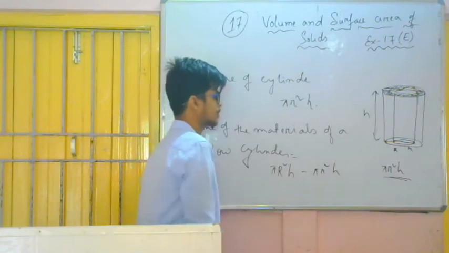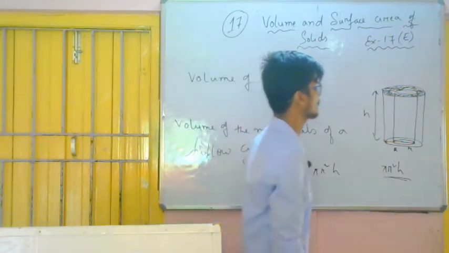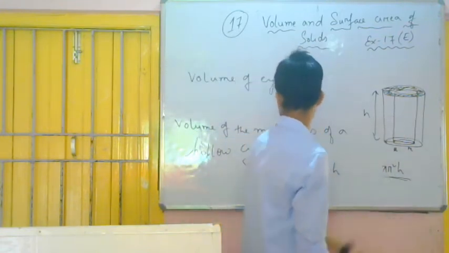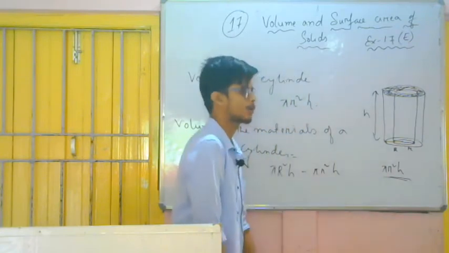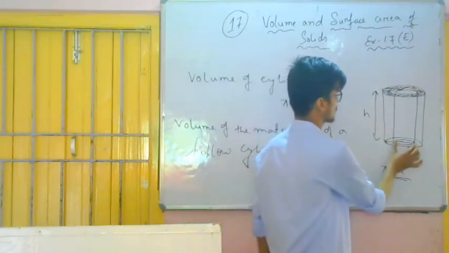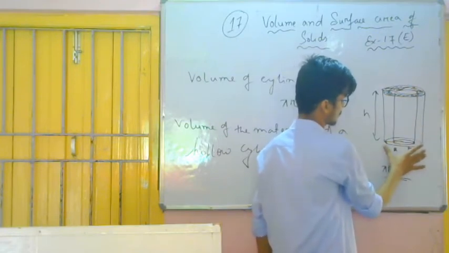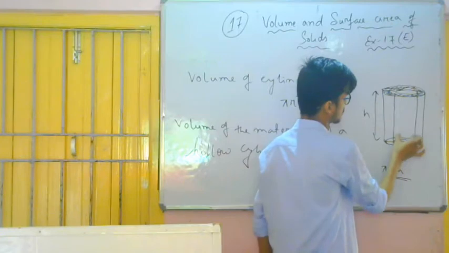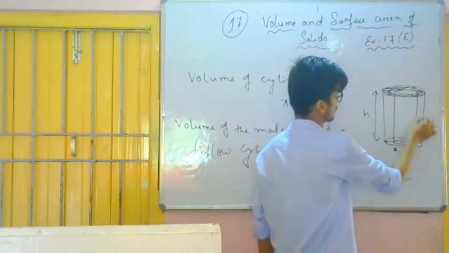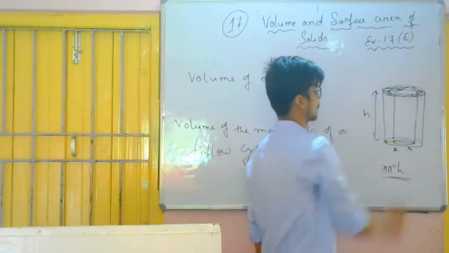So this is the formula for finding the volume of the material of a hollow cylinder. Simply I am subtracting this inner volume from this whole one. From this total volume, if I subtract this part, I will get the volume of this material.